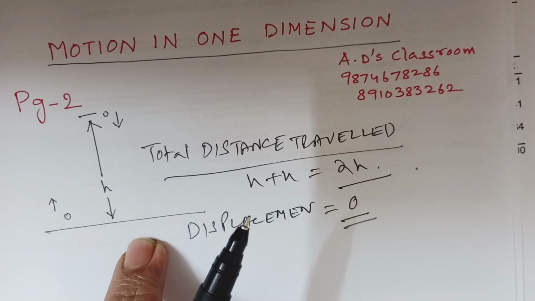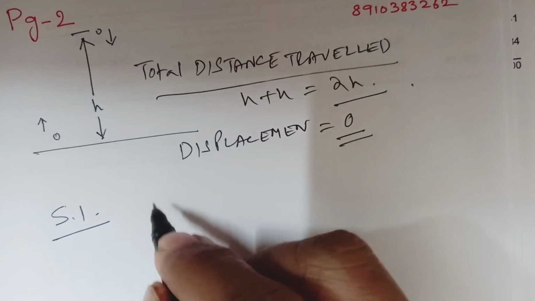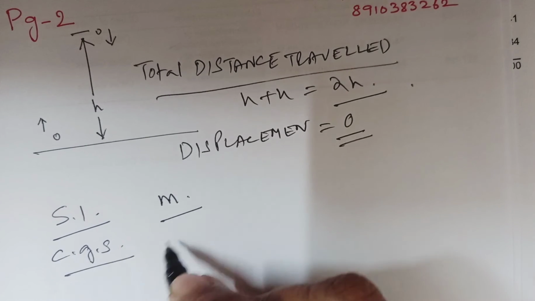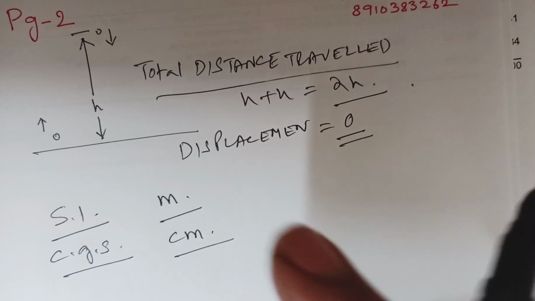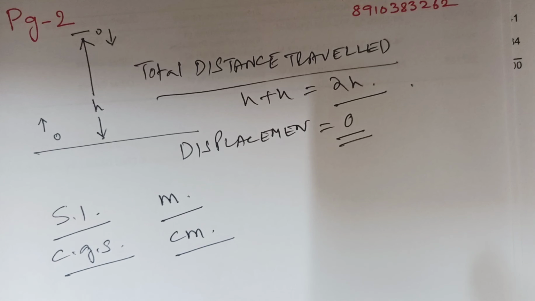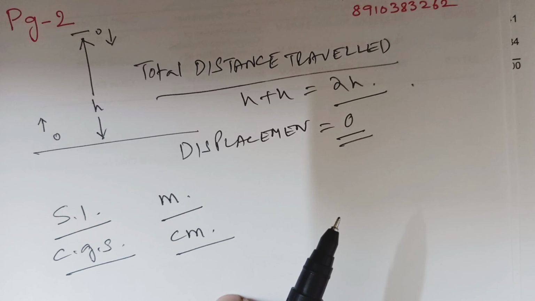Another important thing is the unit of both distance traveled and displacement. The SI unit is meter, for both distance traveled and displacement, and the CGS unit is centimeter, for both distance traveled and displacement. Another most important thing is that distance traveled can't be equal to 0. Distance traveled is always a positive figure. But displacement can be 0 when the final point and the initial point coincide with one another.